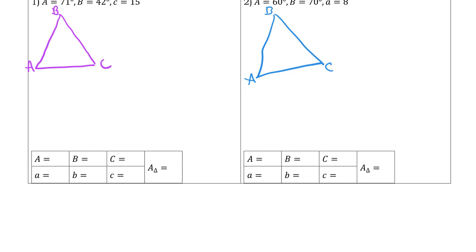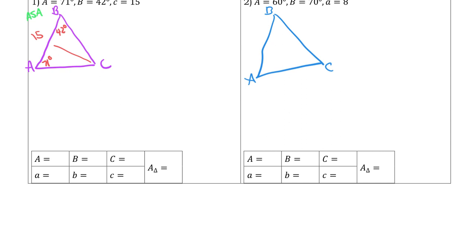Okay, so the first information that we have is that angle A is 71 degrees, angle B is 42 degrees, and side c is 15. Remember that a side is across from its angle, so that's 15 here. What I'm looking at is angle-side-angle, so I know I'm using the law of sines.